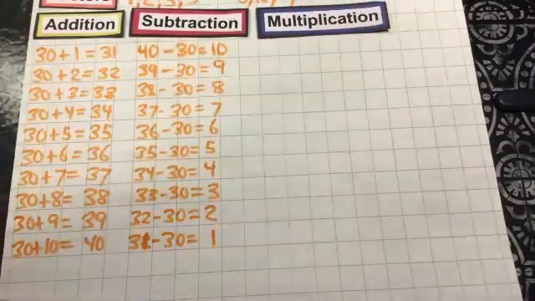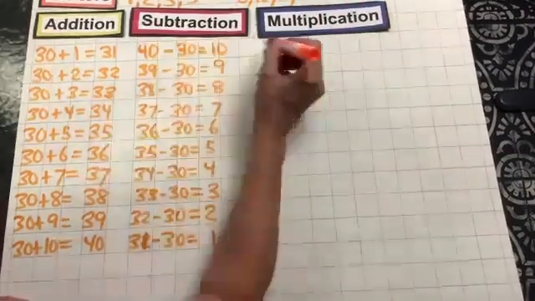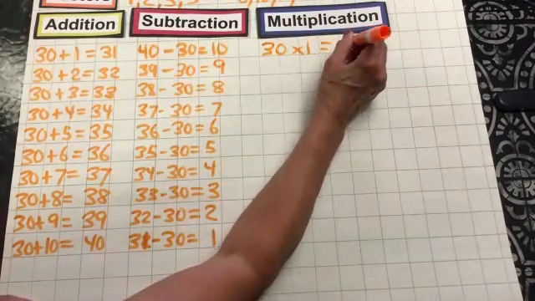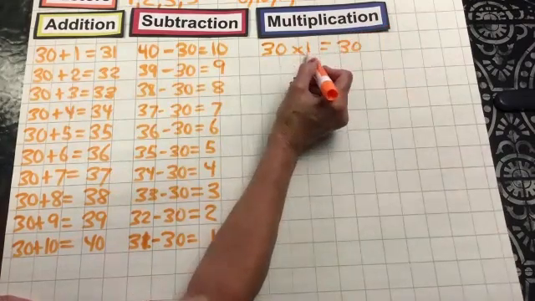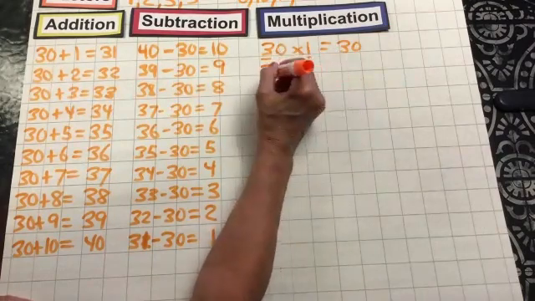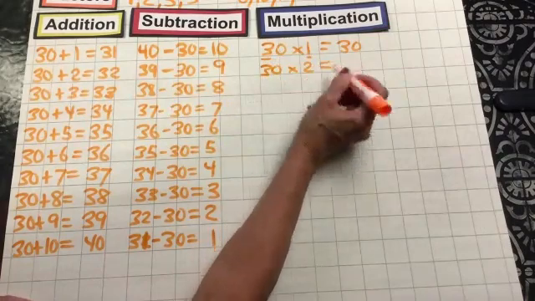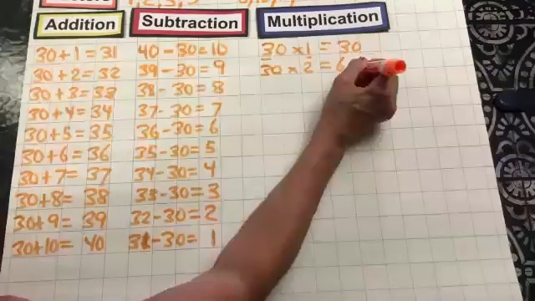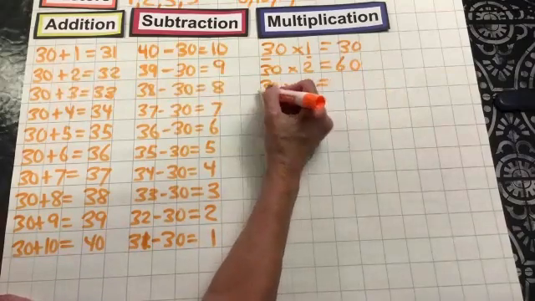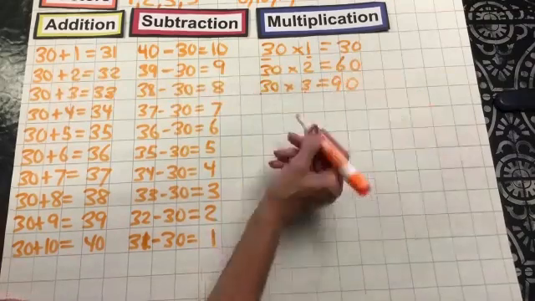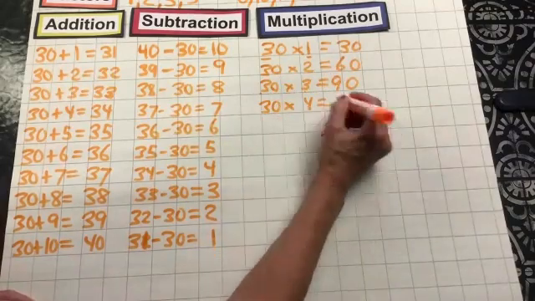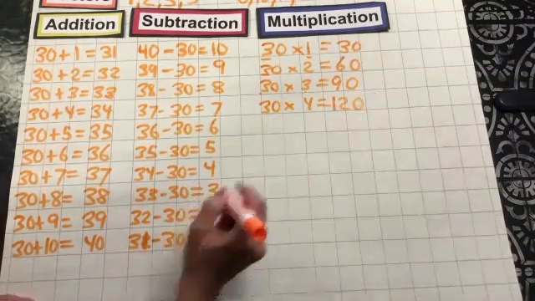And this one should be pretty easy because we can do it in our head with a 0. So 30 times 1 equals 30. So basically, we are multiplying this number by the front end and adding a 0. 30 times 2 equals 2 times 3 is 6 with a 0. 30 times 3 equals 3 times 3 is 9 with a 0. 30 times 4 equals 4 times 3 is 12 with a 0.